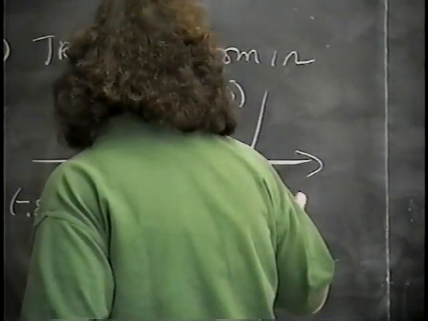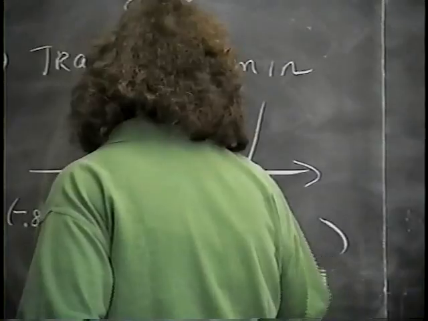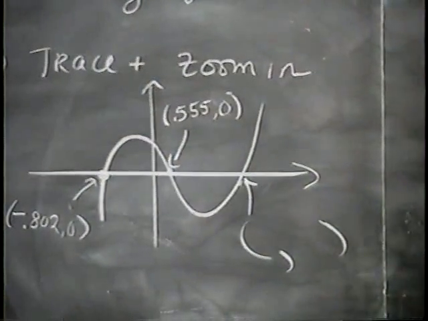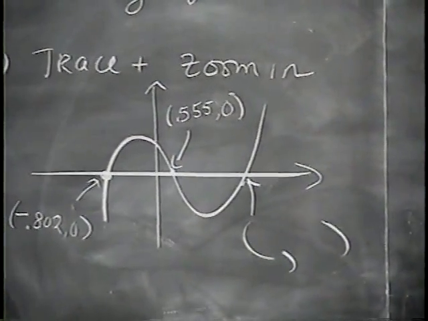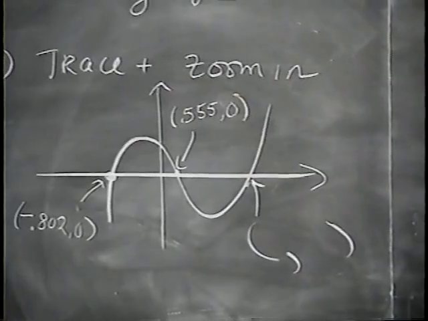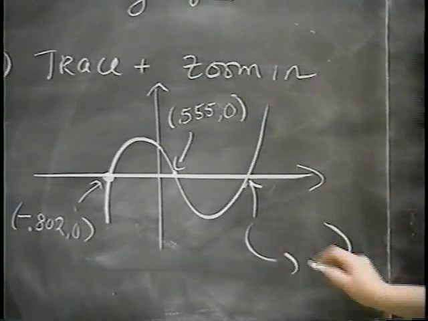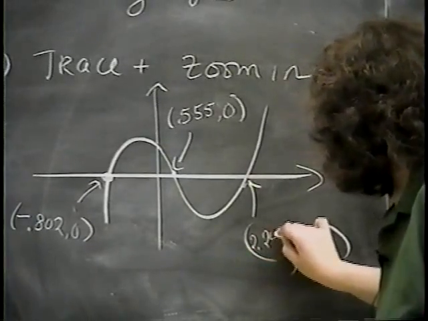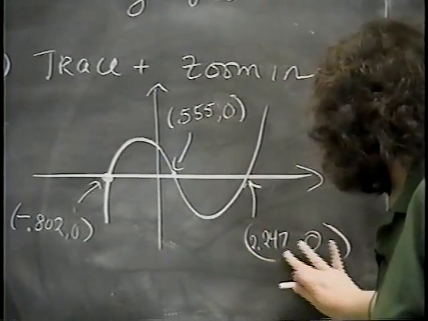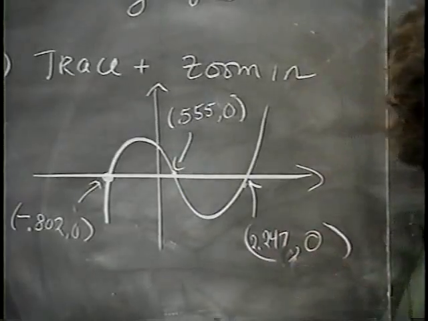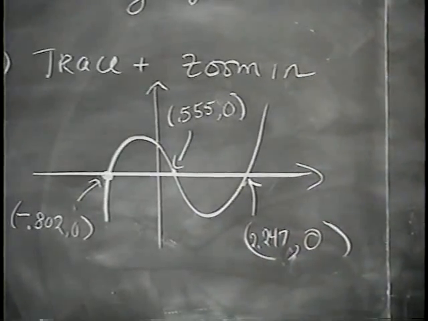Comma 0. And finally, the last root, using trace, zoom 2, enter repeatedly, you get 2.247 approximately. Okay, this is tedious, it works, but it's certainly not the most efficient method for finding the roots of an equation, the trace and zoom in.